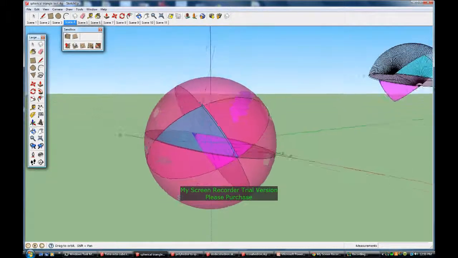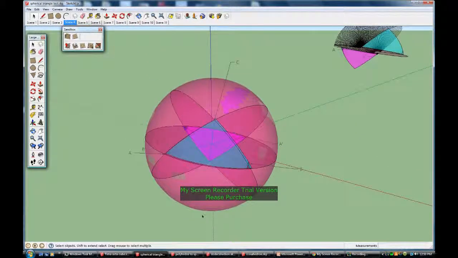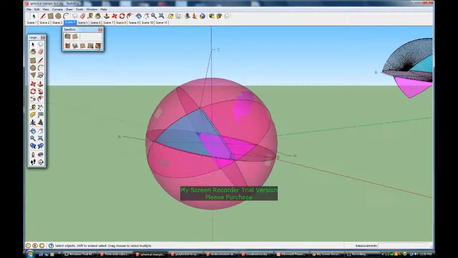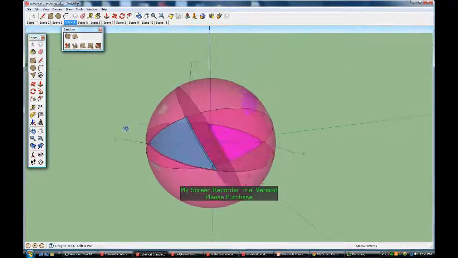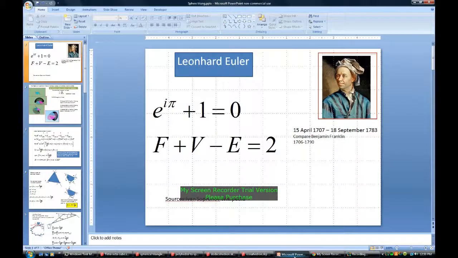So you're going to see a watermark on this video because I'm using the trial version of my screen recorder, and I'm using the program SketchUp, which is what you see on the screen right now, to visualize this mathematics of spherical triangles. Let's say spherical trigonometry, which can go back to basically Leonhard Euler, 18th century mathematician. Apparently it looked something like this.